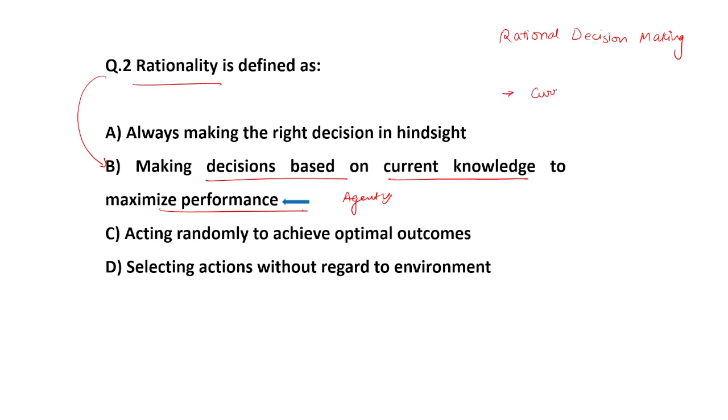The first is our current knowledge. These are the keywords with the help of which you can definitely get the correct answer. First is your current knowledge. Another is performance measure. Another is adaptability. And last is the environment and action consequences. All right. So these are the basic aspects under rationality or rational decision making.